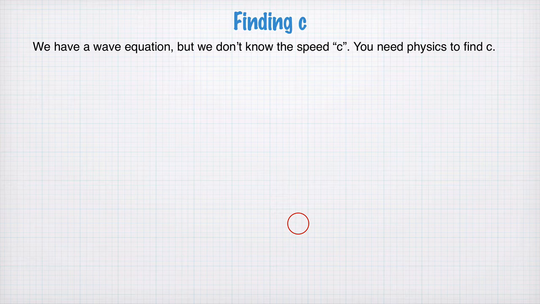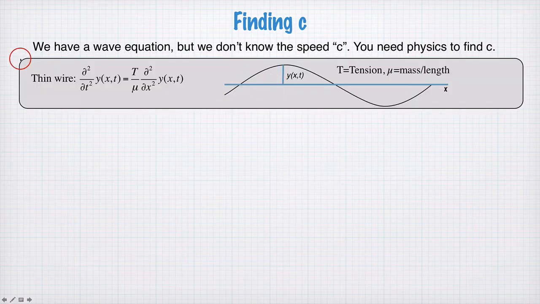Now, I'm not going to do that physics for you right now, but I'm going to tell you what the speed of some different sorts of waves are. So for a thin wire or a string, you can imagine a guitar string or a slinky, we have some sort of transverse wave motion here. The displacement from equilibrium is given by y as a function of x and t.